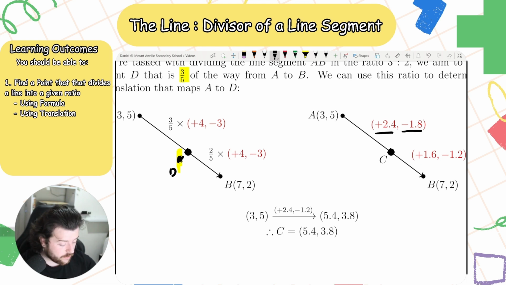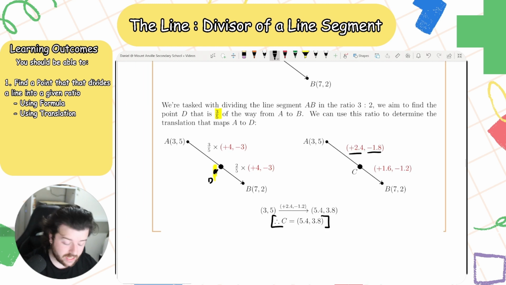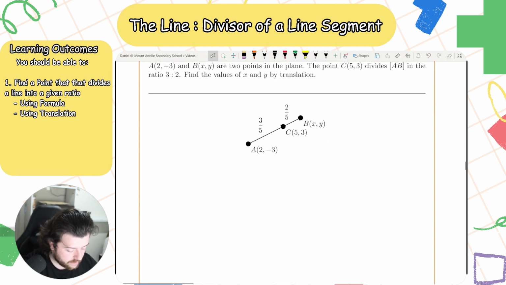And then what I do is I now apply this new translation to the point (3, 5). So I add 2.4 and subtract 1.8. And my new point is (5.4, 3.2). That's my dividing point there. That is using translation. So let's look at one more example of using translation.